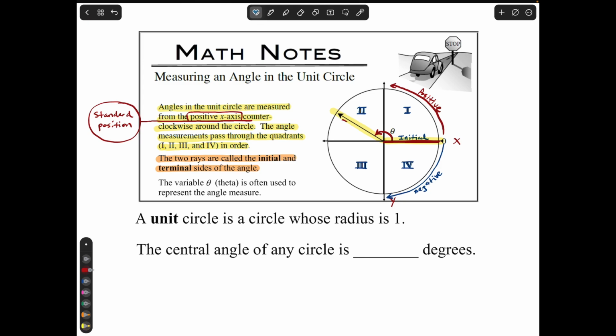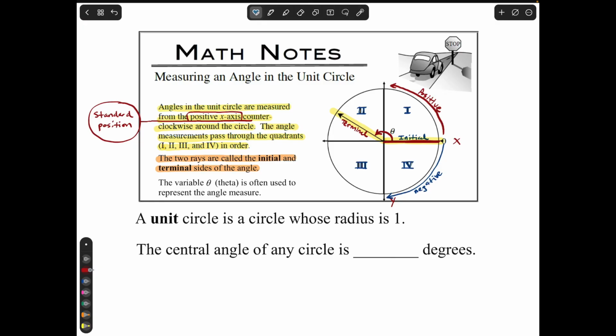It makes sense. Think about the initials in your name. That's what your name starts with. And then terminal, think about a bus terminal. That's at the end of the bus route. Or say somebody is terminally ill, you've reached the end of your life cycle. So that's why they named them that. We start our angle with the initial side and we end it at the terminal side.